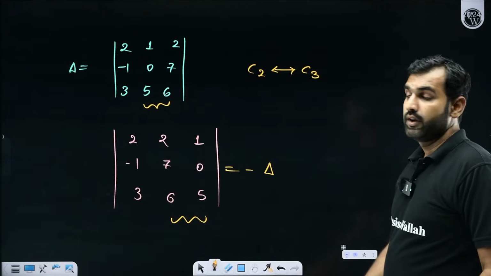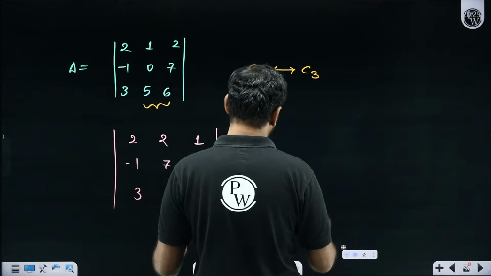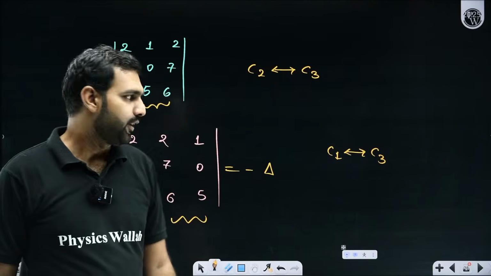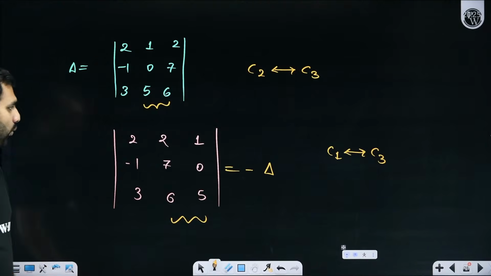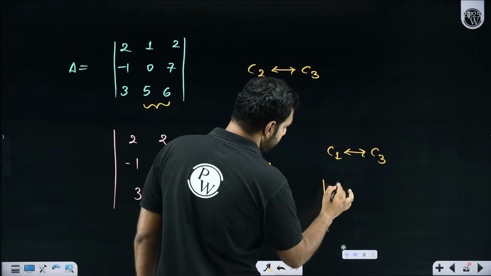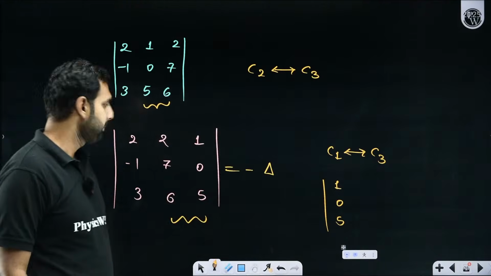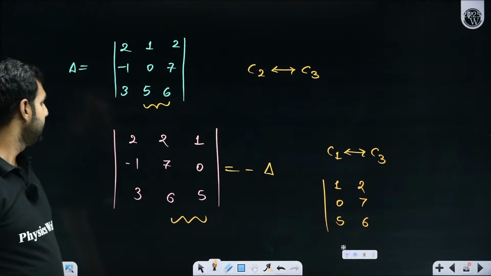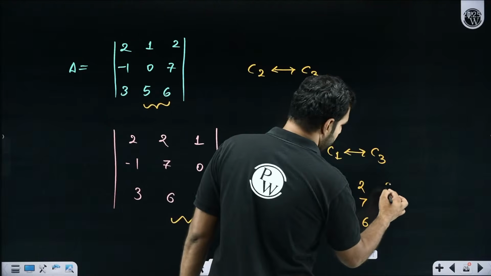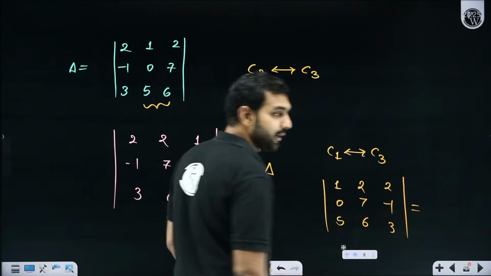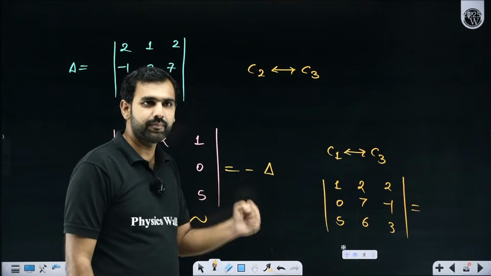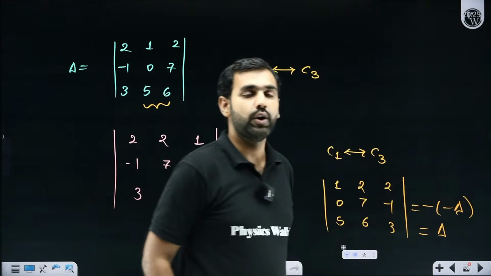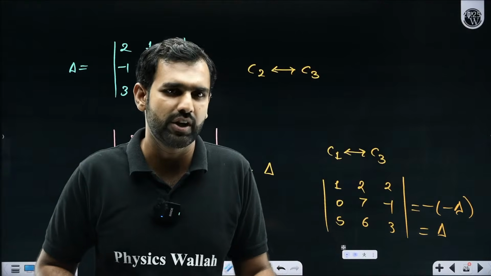Everybody understood that? Sir, what if you now interchange column 3 by column 1? Let's say you are performing this operation one more time. You are interchanging column 3 by column 1. So then 1, 0, 5 becomes your first column. 2, 7, 6 stays as your second column because you're not doing anything on this. And then 2, minus 1, 3 becomes your third column. I hope you're getting it. So this will now again become negative of this, which means it will be negative of negative delta, which means it will be delta. Will it not be? Yes or no? Give me a quick update in the chat box.